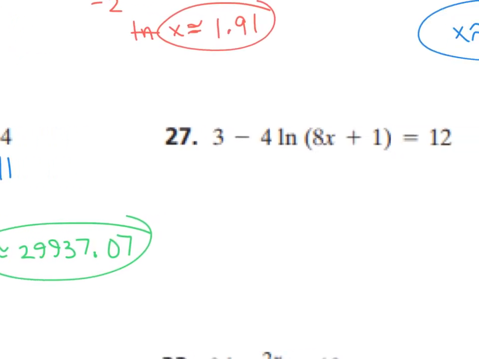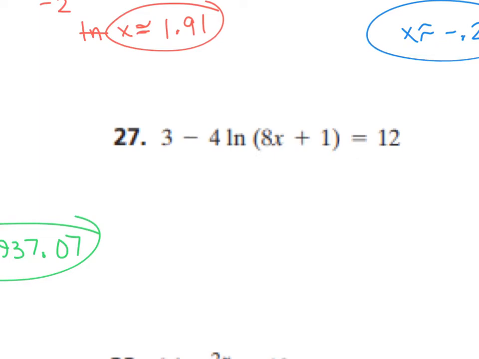Okay, 27. I want to isolate the natural log. So I have to subtract 3 first. So that's going to turn into a 9. Then I want to divide both sides by -4. So I have a single natural log now.